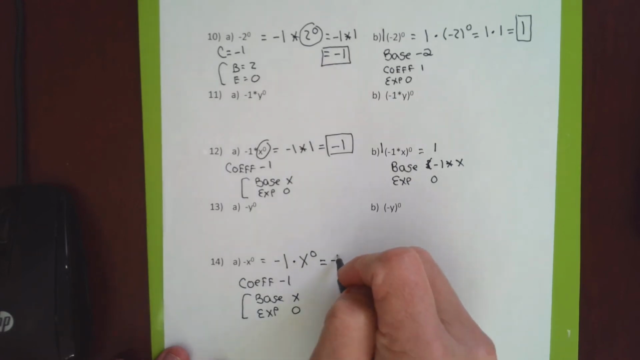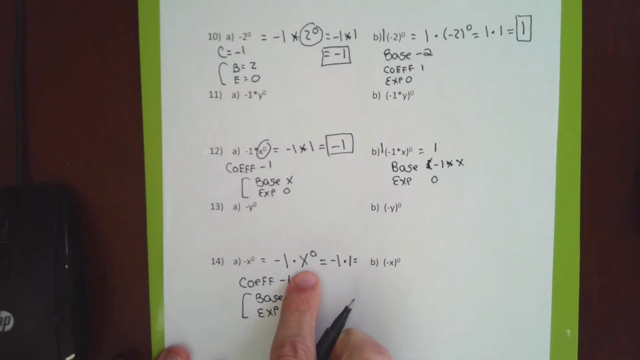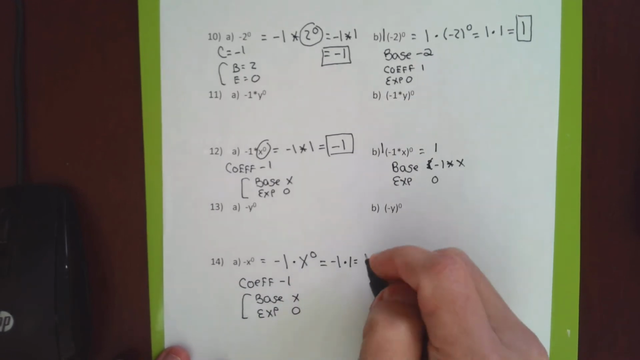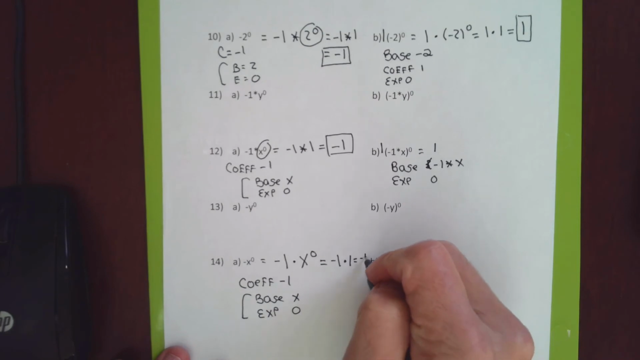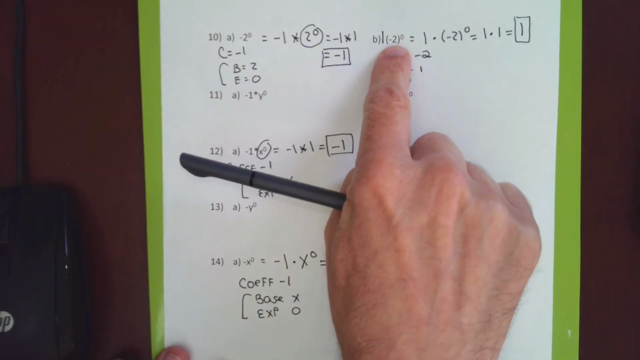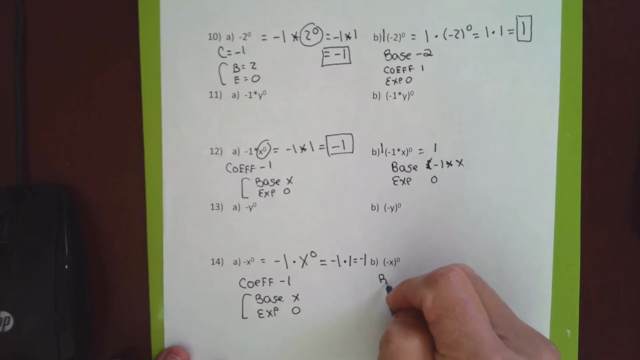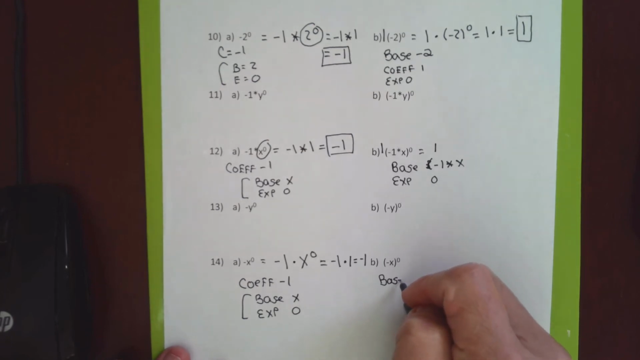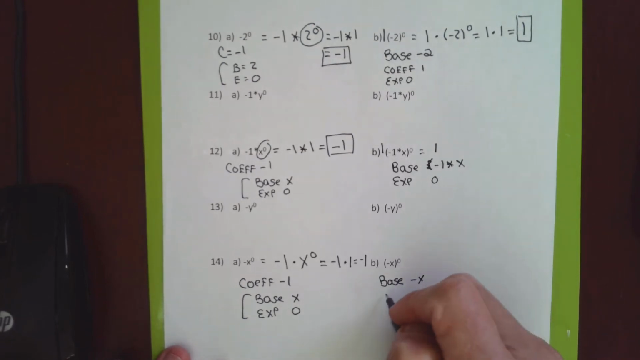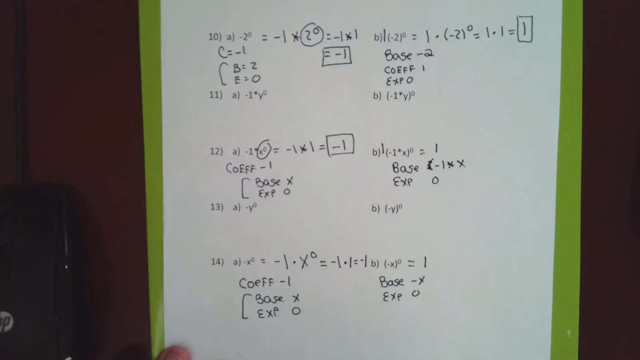The base to the 0 power is 1. Doing order of operations, I do the exponent first. -1 times +1 is -1. 10b and 14b are kind of clones of each other. In this problem, the base is -x. The exponent is 0. This is just a base to the 0 power, and that's going to be equal to 1.